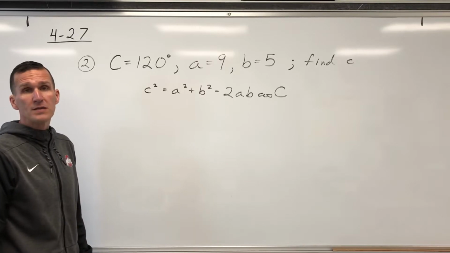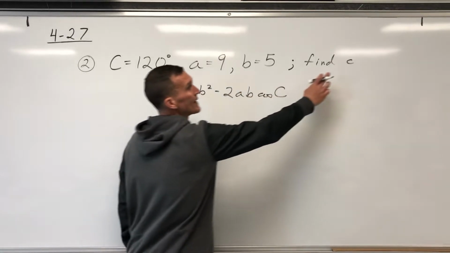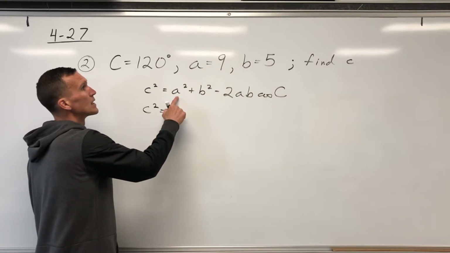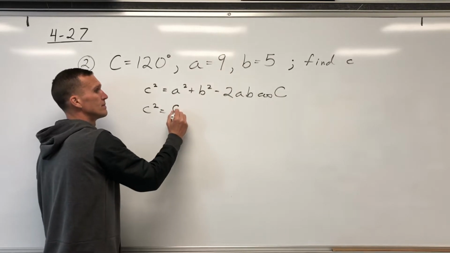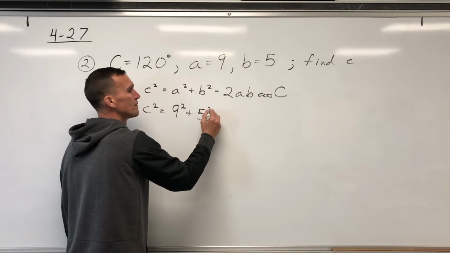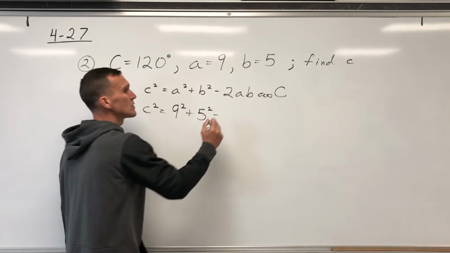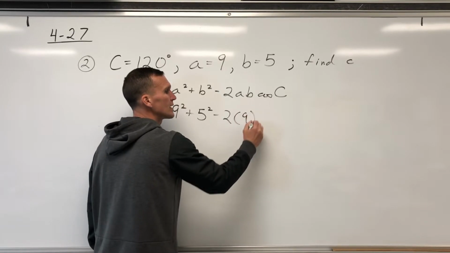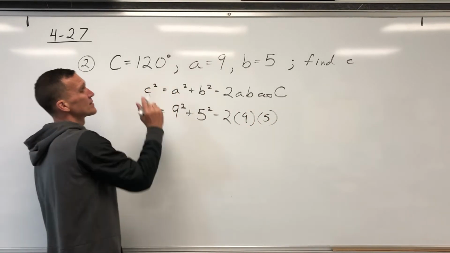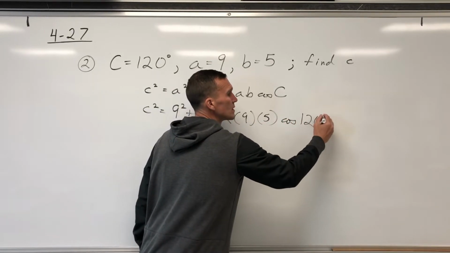Now we plug in the pieces that we know. Little c, I don't know because I'm finding it, so I keep that a variable. Little a is 9. Little b is 5. And little a is 9 and little b is 5 again, so we use the sides twice. So it's 2 times 9 times 5 times the cosine of angle C, the cosine of 120 degrees.